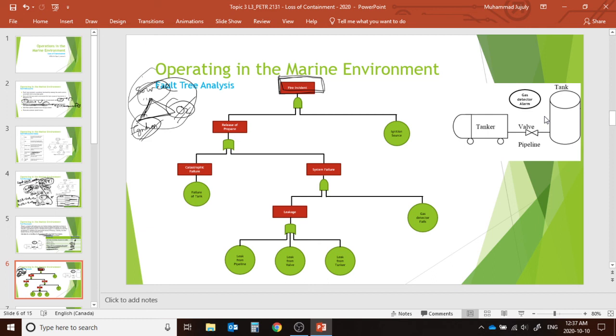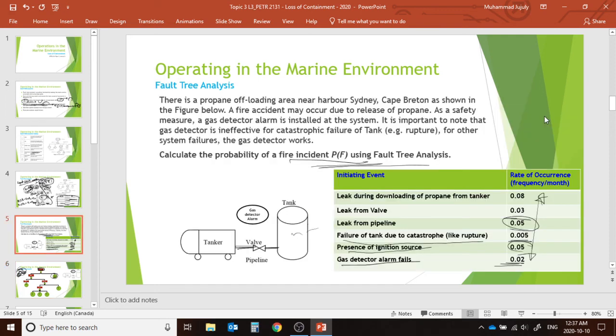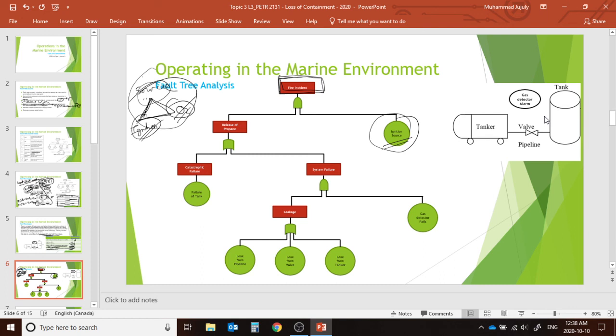The ignition source would be the base event, because we already have information on it. The presence of ignition source is 0.005. Now this would be an AND gate. Why? Because if you only have the ignition source and no release, a fire incident won't occur, or if you have the leakage but there is no ignition, the fire incident also won't occur. So that's exactly why this is an AND gate.